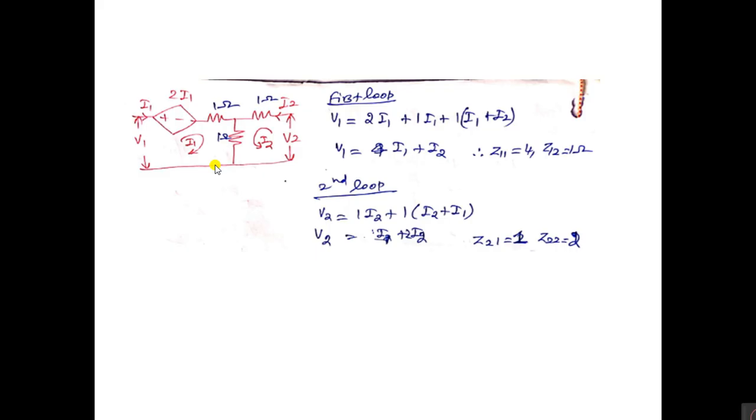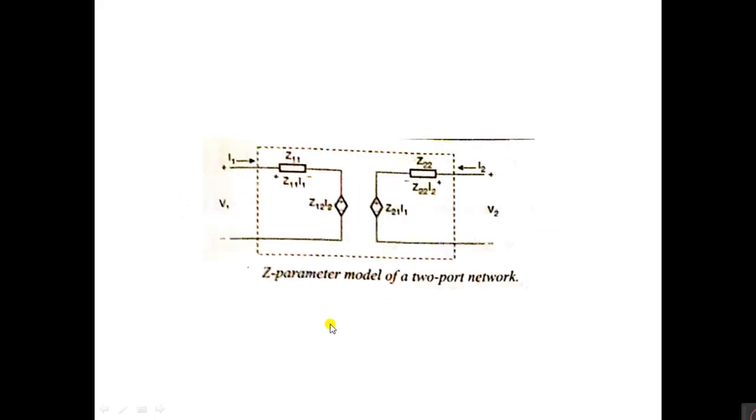Similarly, for a loop, if you use some dependent current source, it is the same way. V1 equals 4 I1 plus I2, V2 equals I1 plus 2 I2, you can directly write. And this is the Z parameter model of a two-port network. Sometimes they will ask it as a 2 mark question. Remember this Z parameter model diagram. Okay. Thank you. We'll discuss further topics in another video.